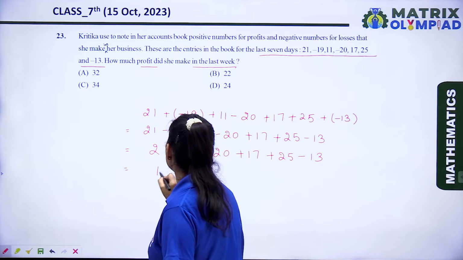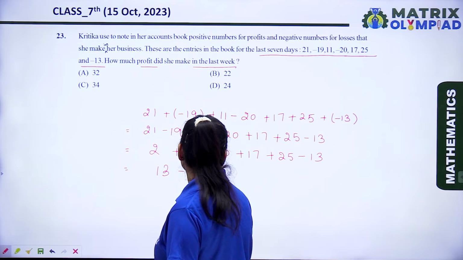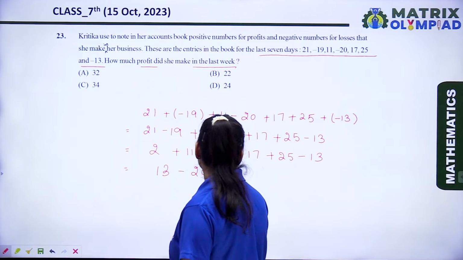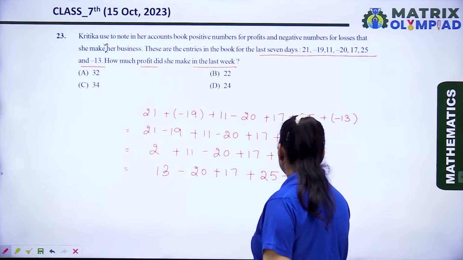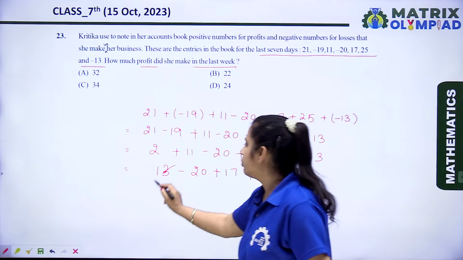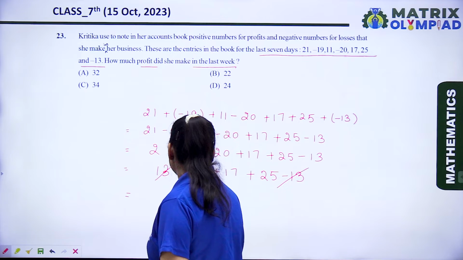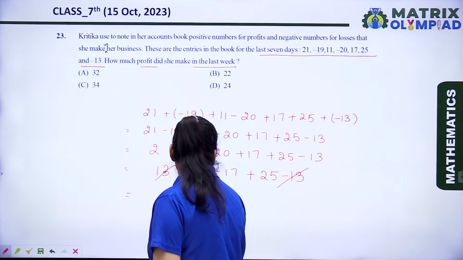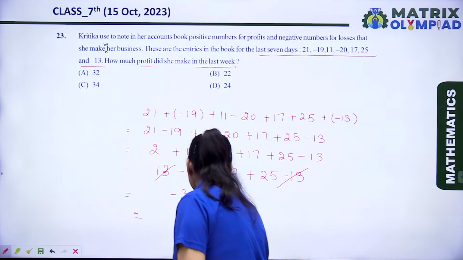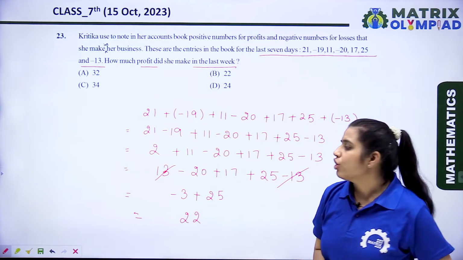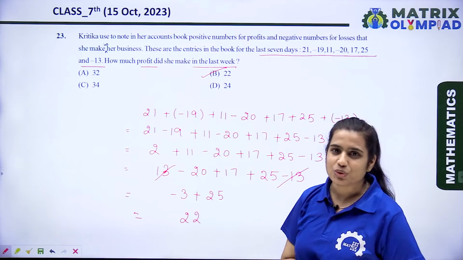Now here we get negative 13, positive 13 will become 0. Minus 20 plus 17 is negative 3 plus 25. Here we get 22. So the correct option here is B option, that is 22.